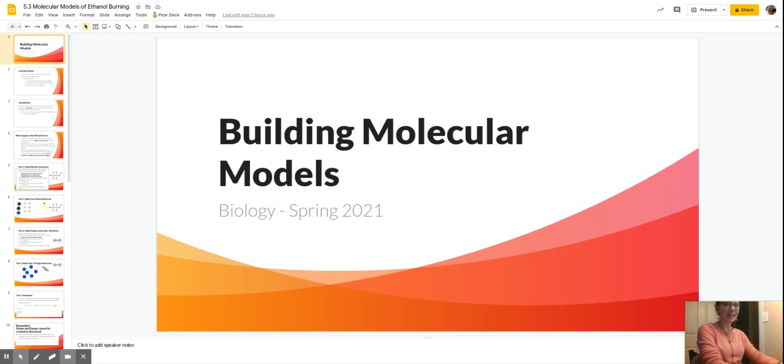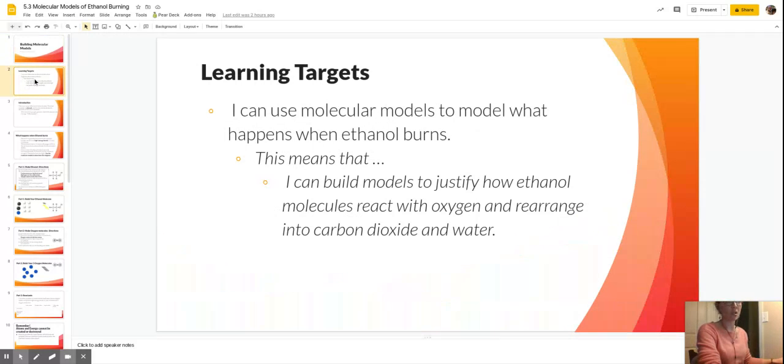Hey guys, I just wanted to go over with you how to do the building of molecular models if you're struggling, especially for my visual learners. So as you guys look here, our learning targets for this are that you can use molecular models to model what happens when ethanol burns. We've been talking about this process all week, and now is your time to understand at the atomic molecular scale what's going on with all the different molecules that we've been talking about.